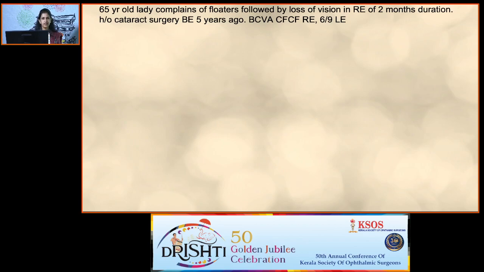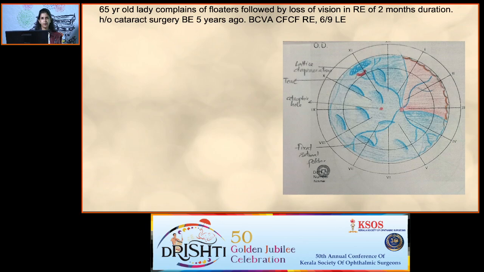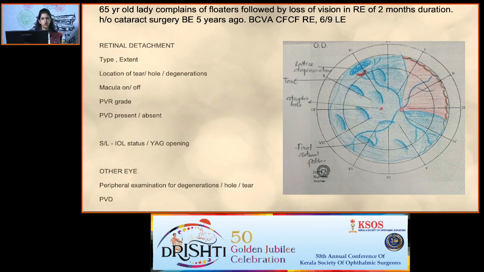So this is another 65-year-old lady, loss of vision of 2 months duration, cataract surgery 5 years ago. So one eye has CF and the other is 6/9. So what is this? Yeah, so this is the rhegmatogenous retinal detachment.